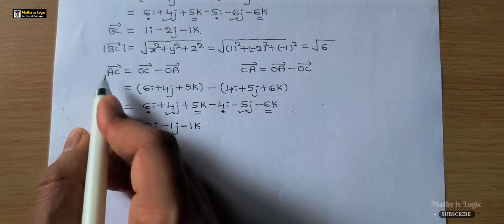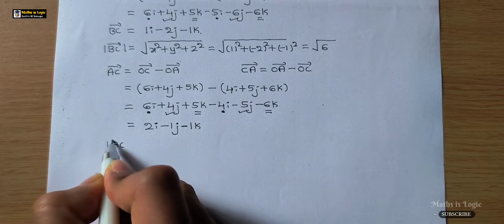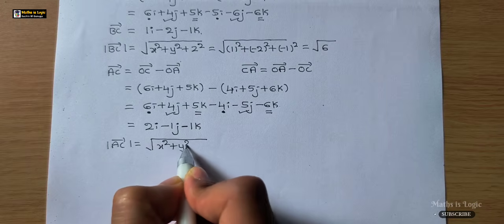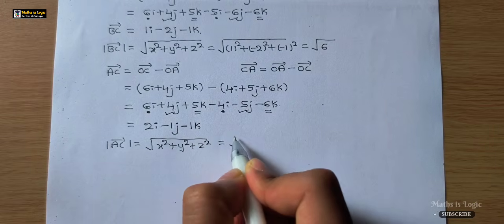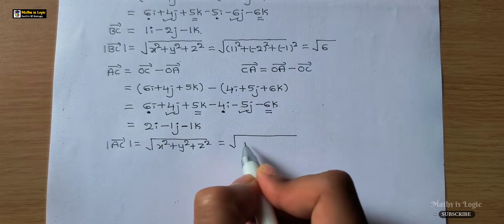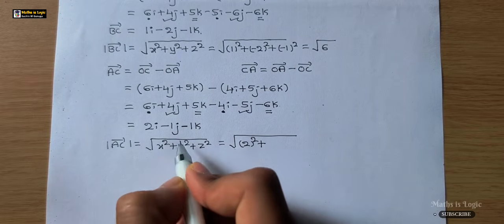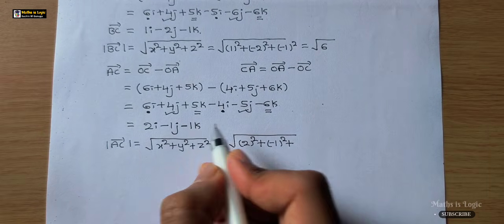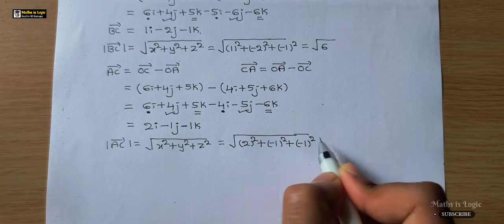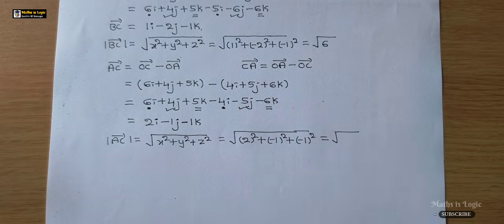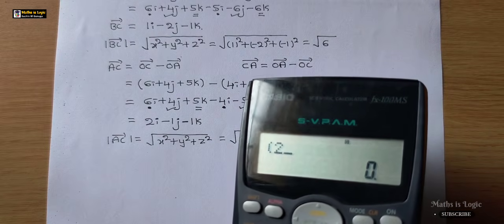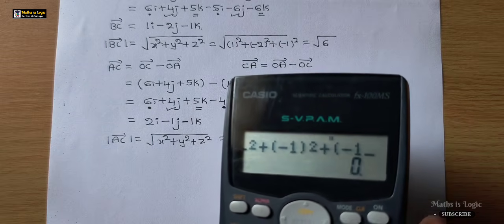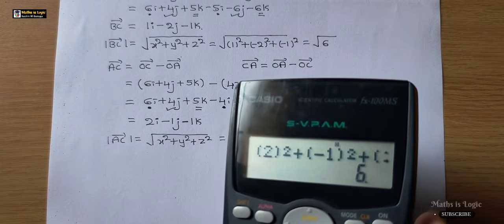Now after finding the AC vector, find out the magnitude. The magnitude of AC vector is equal to again the square root of x square plus y square plus z square, which is equal to the square root of 2 square (x is the i coefficient) plus minus 1 square (y is the j coefficient) plus minus 1 square (z is the k coefficient). So, which is equal to the square root of 2 square plus minus 1 square plus minus 1 square, which is equal to root 6.